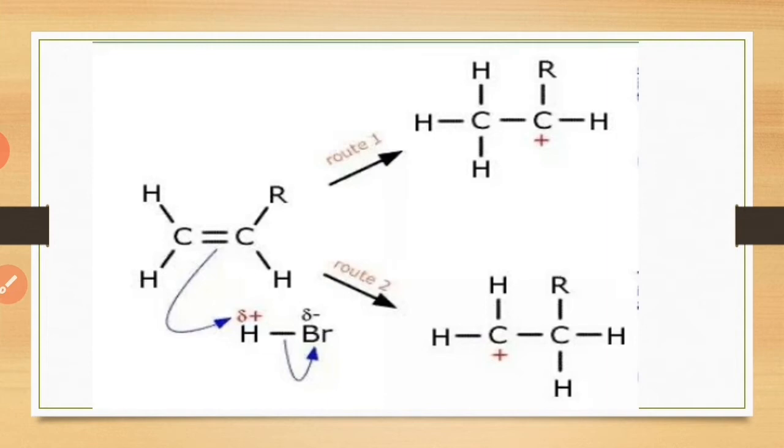Let us see the mechanism of addition of HBr to an unsymmetrical alkene. Consider the attack of the electrophile on the propene molecule. Two intermediate carbocations are possible. This is the secondary carbocation and this is the primary carbocation. We know that the secondary carbocation is more stable than the primary carbocation. Therefore, the attack of the H plus ion on propene results in the formation of the more stable carbocation. This ion further reacts with the bromide ion to form the addition product.